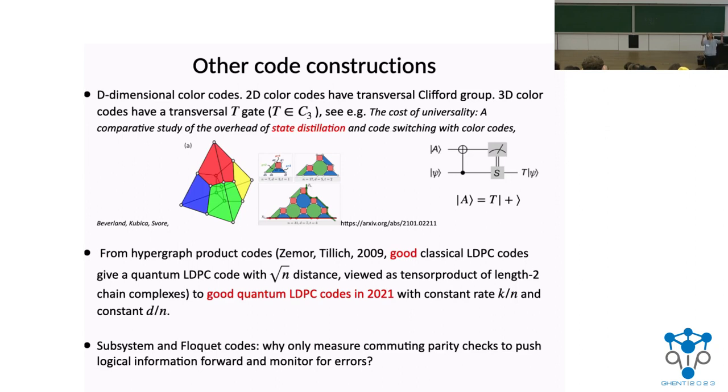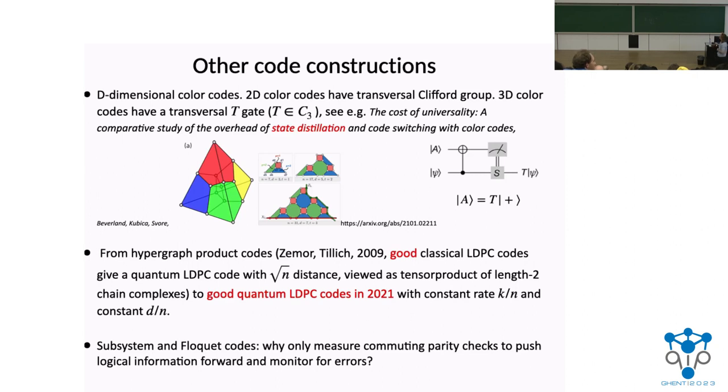We said, okay, I have a chain complex of length 3, and one part is one classical code, and the other part is the other classical code. And then they take a construction which can also be viewed as taking a tensor product of these two chain complexes. And then you get a chain complex that is longer, and that allows you to make a quantum LDPC code with a constant rate, but with distance that scales as the square root of the number of physical qubits.